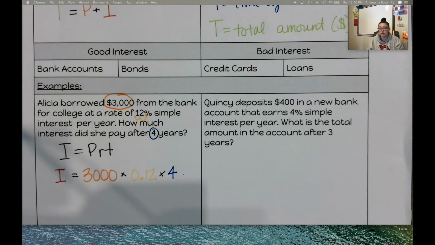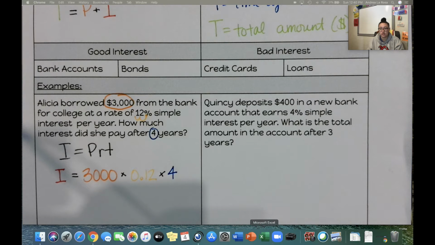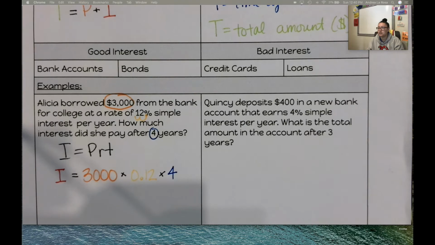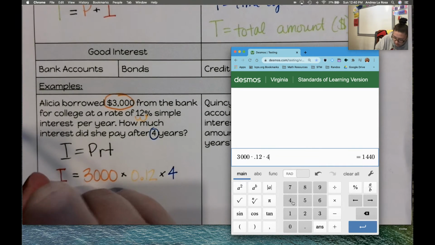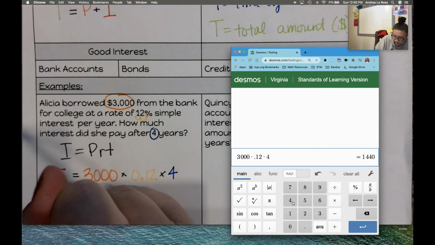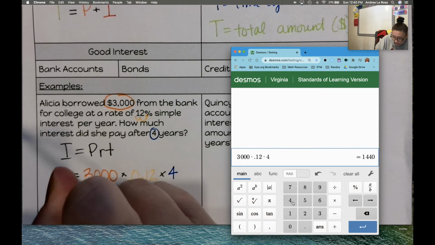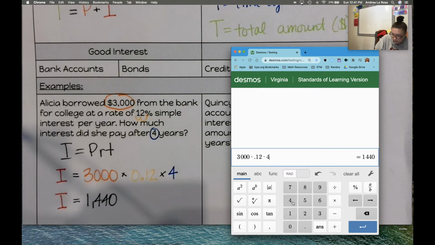Now that we've picked out our numbers, we need to plug it into our calculator. Let me find my calculator. Here it is. So I'm going to take my $3,000 times my 0.12 times 4. And I see that the amount of interest, that extra money, is going to be equal to $1,440.